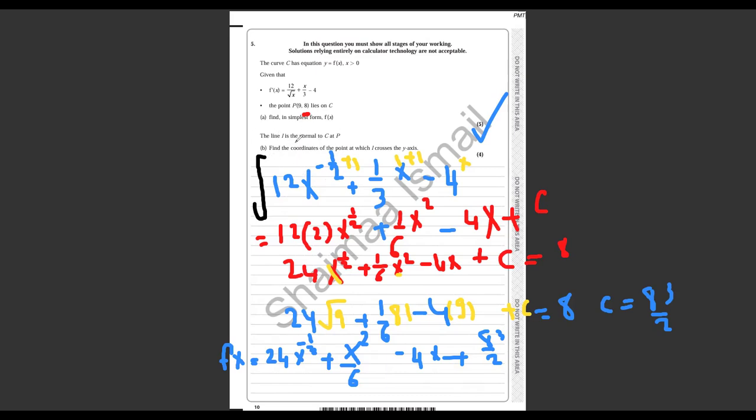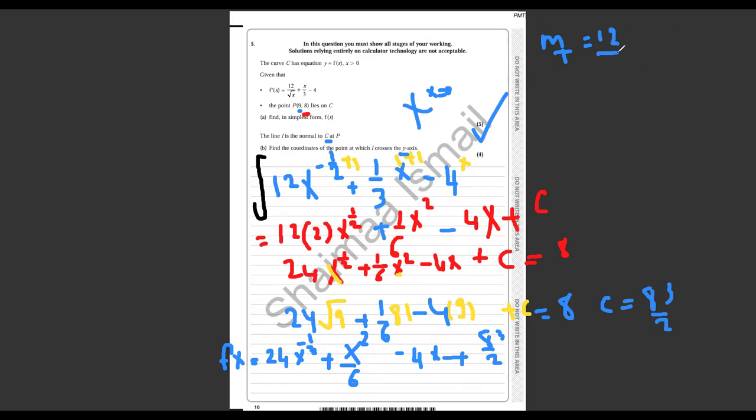Very easy question. Okay, the line L is a normal at C. So for the normal, we have to find the coordinate of the point that crosses the y-axis, so x equals 0. So here we have to get the equation of the normal. We already have f of x, and we have a point here, so we take off the x and put 9 instead, just to get the gradient of the tangent here.